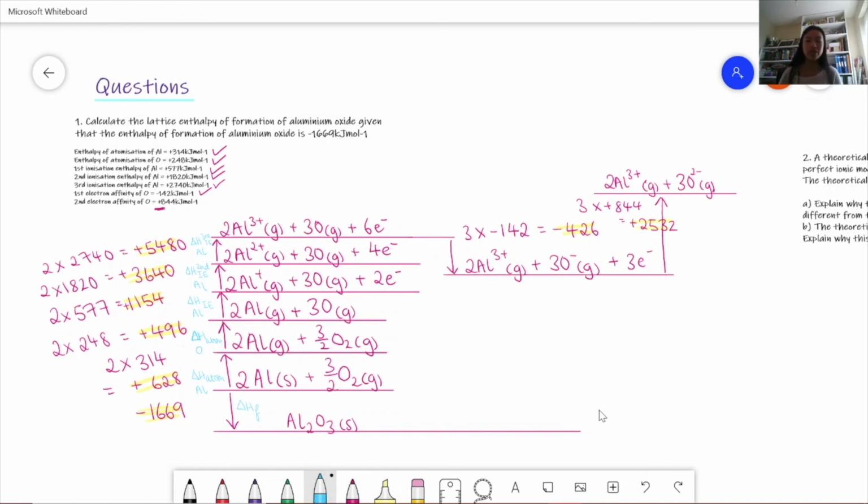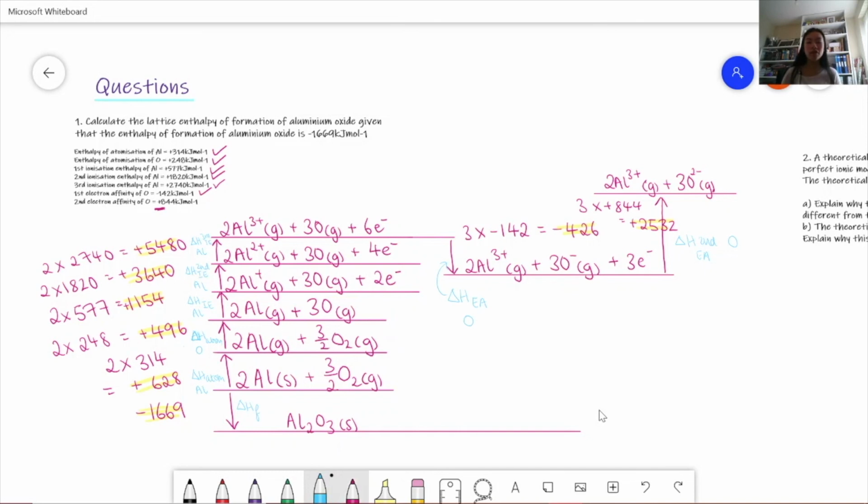And of course you can label these two as well. So we've got this delta H of the electron affinity of this oxygen, and then here we have the delta H of second electron affinity of oxygen. And now you can see that we've ended up with the lattice enthalpy of formation equation, because we've got these 2 Al3+ gaseous ions and 3 O2- gaseous ions, and they come together to form this solid ionic compound, this aluminium oxide.